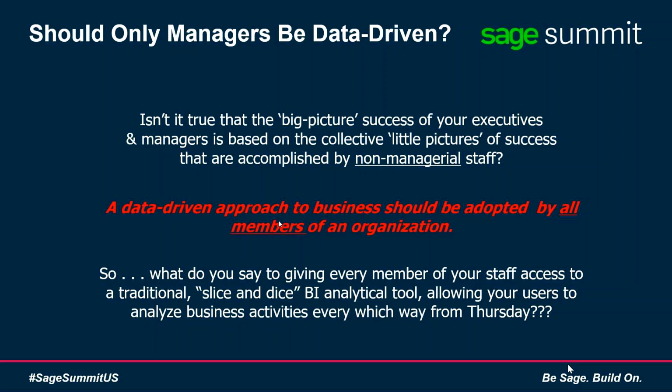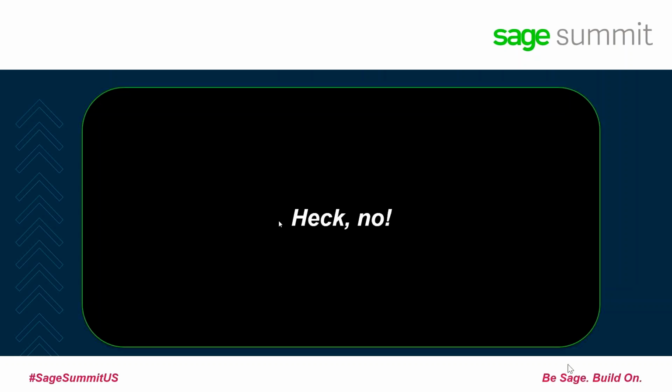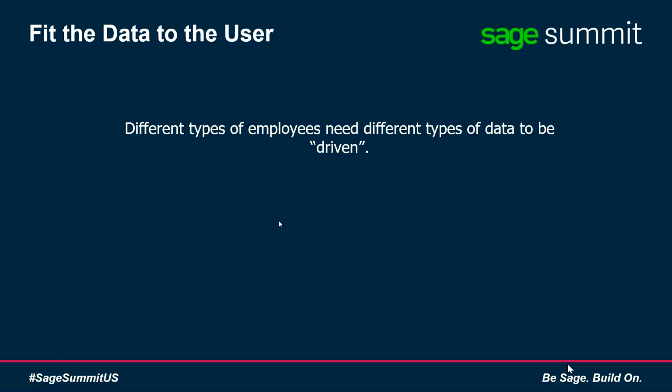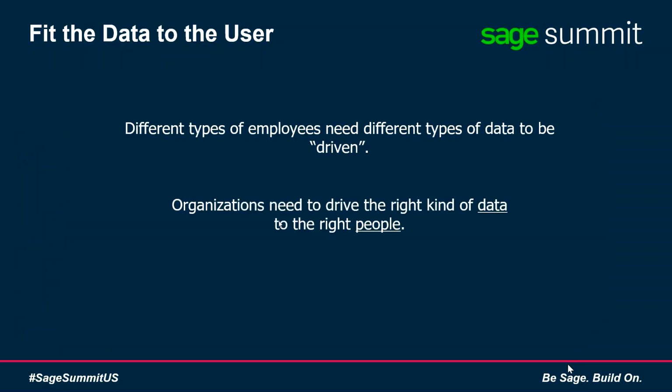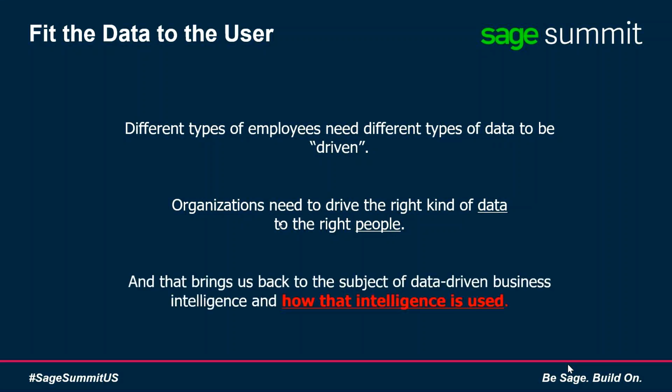Well, if you're like most organizations, the resounding answer to that question is, heck no. It's okay for managers and executives to do this. They've been given the time to do this, but the rest of my folks within an organization, heck, they're busy doing their everyday jobs. So again, what this reasoning leads us towards is the conclusion that different types of employees need different types of data to be driven to them or for them. And we need to drive the right kind of information, the right kind of data to the right people.